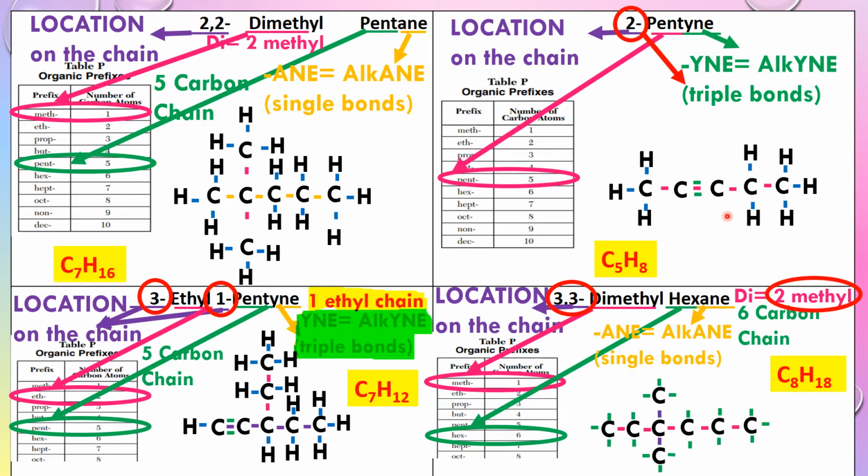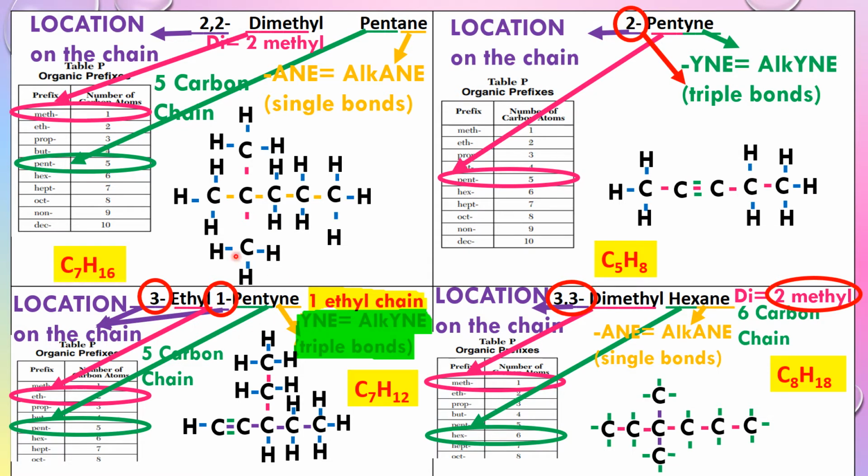All right, 3-ethyl-1-pentyne. Okay, so there's a couple different things here. I know that those numbers out in front are telling me the location of whatever accessory I'm about to add, whatever carbons I'm about to add. Okay, ethyl, I know from table P that the prefix eth stands for 2. So that means I have an extra 2 carbons somewhere on my main chain.